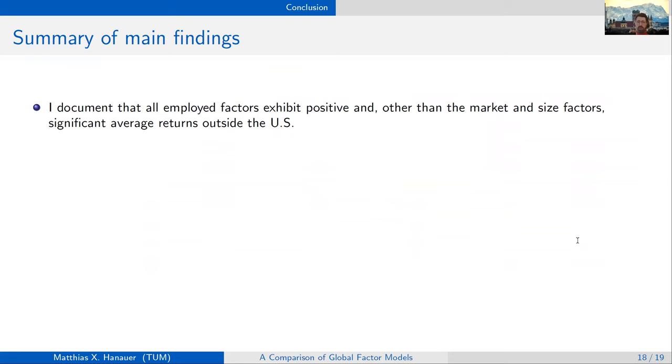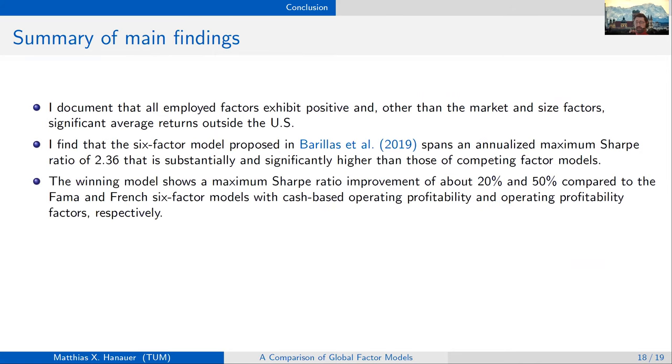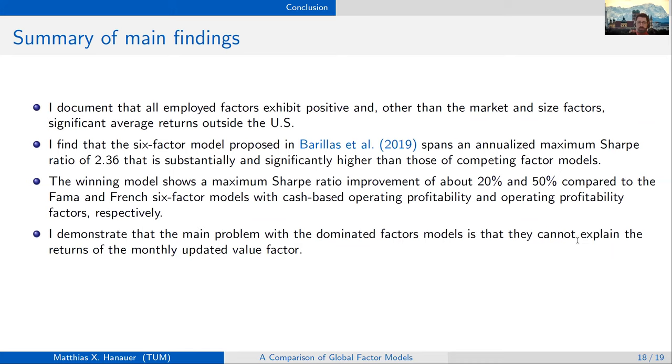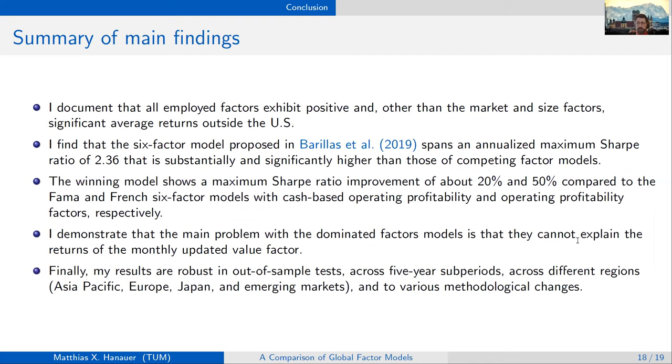Okay, summary of the main findings. So I document first that all the underlying factors exhibit positive, and besides the market and size factors, very significant returns. I find that the six-factor model proposed by Barillas and Shanken is also the best model for the global ex-US universe. This improvement in the Sharpe ratio is not only economically strong, with about improvements of 20 to 50% to the next models, but it's also statistically very significant. And I also show that the main problem for the dominated models is that they don't include an efficient value factor. And this is also what I showcase with these spanning regressions. And finally, I think my results are very robust. And it's always good to see that it's not working in just one setting, but the results are quite stable.